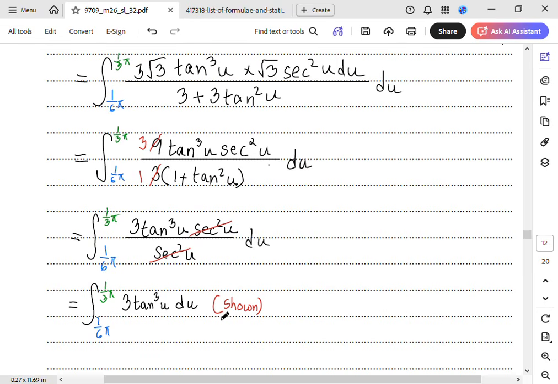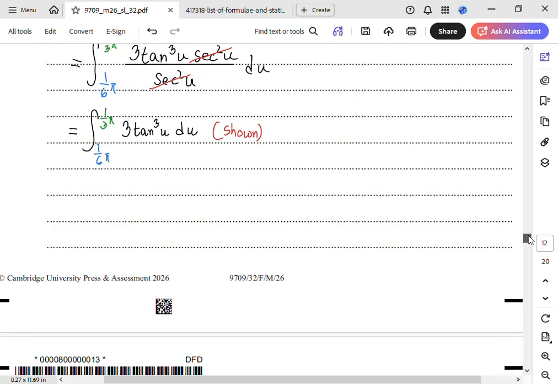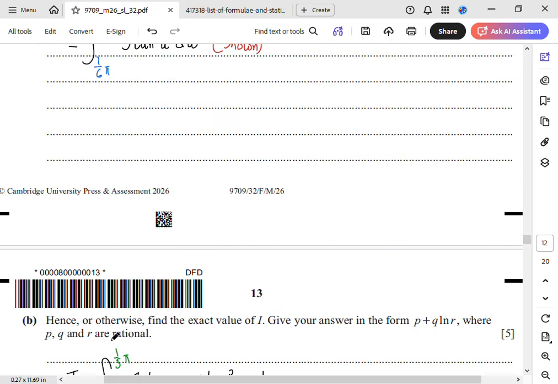So integration of 3 tan cubed u du from 1/6 pi to 1/3 pi. So we are done with this part. Let's move to the next part. It says hence or otherwise find the exact value of I. Since I've already simplified it to this form, I'm going to go for hence, right? So give your answer in the form, you have to give your answer in exact form. P, Q, and R would be rational numbers, which means they have to be fractions. Remember, integers are also fractions, right?